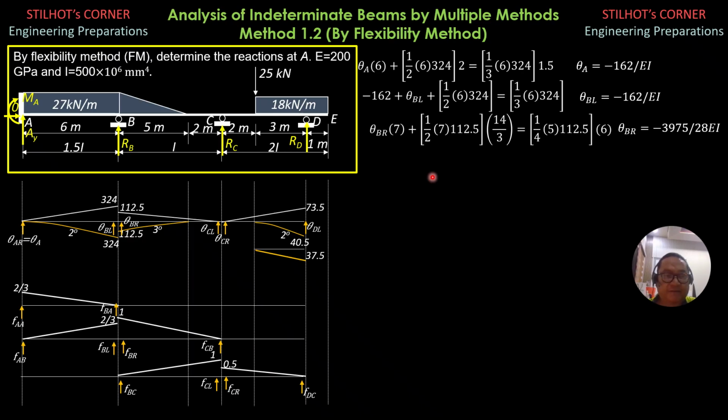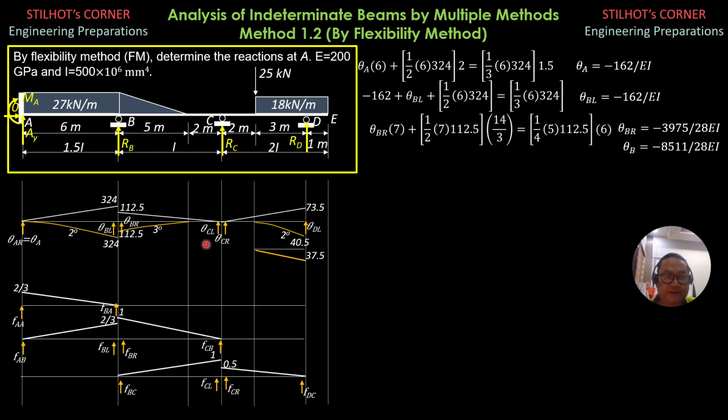Then theta B is simply theta B left plus theta B right. You add that, then theta B is equal to negative 8511 over 28 EI.